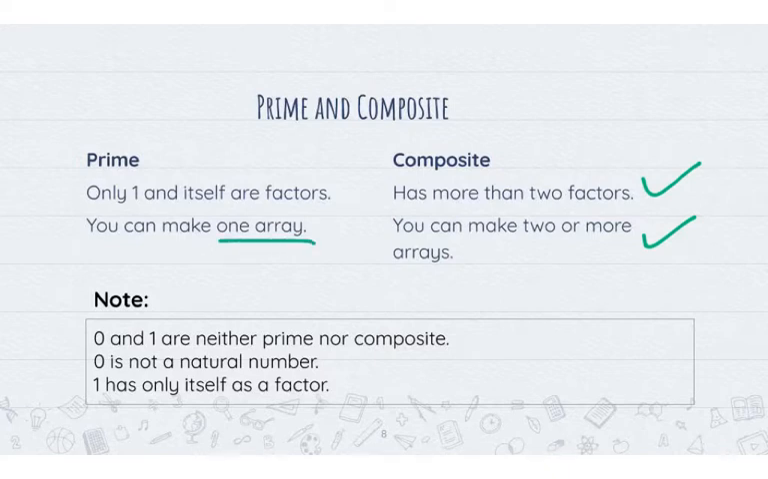Now, I want to look at a little note down here. 0 and 1 are neither prime nor composite. You need to understand that because on tests, they love to use 0, 1, and 2 in sets of numbers to throw you off. So 0 and 1 are neither prime nor composite. 0 is not a natural number. Remember, we talked about starting at 1 with the natural numbers. 0 is not part of that. That's a whole number, not a natural number. And 1 has only itself as a factor. Factors of 1, 1 times 1 is just 1. A prime number has to have 2 factors: itself in addition to the number 1.